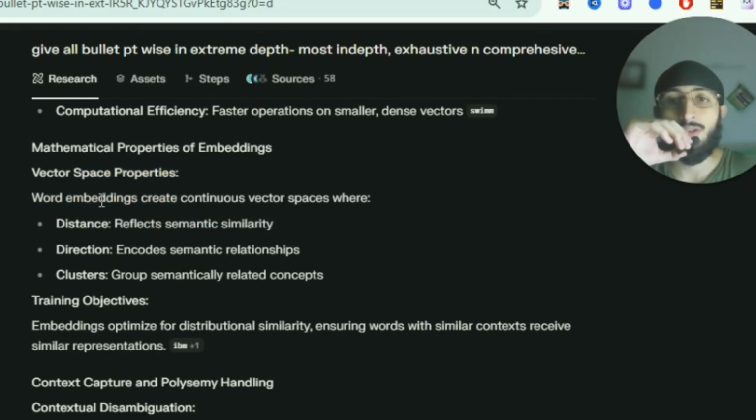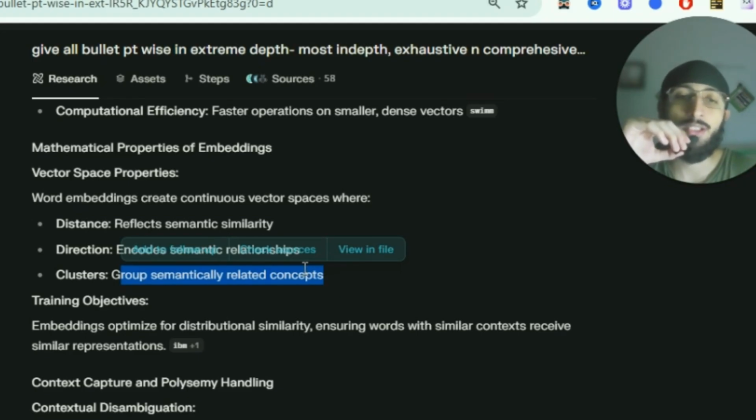Now, vector space properties. Word embeddings create continuous vector spaces where distance reflects semantic similarity, direction encodes semantic relationships, clusters group semantically related concepts. Training objectives: embeddings optimize for distributional similarity, ensuring words with similar contexts receive similar representations.